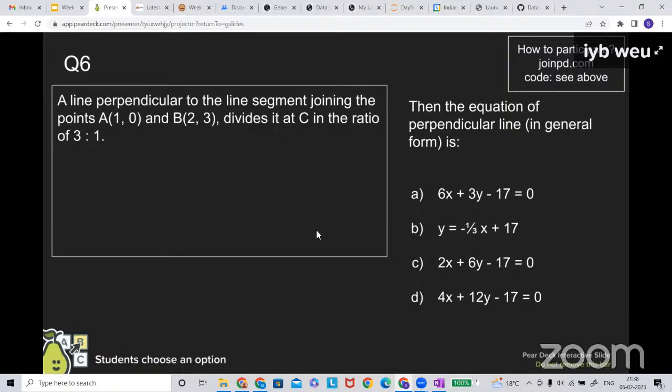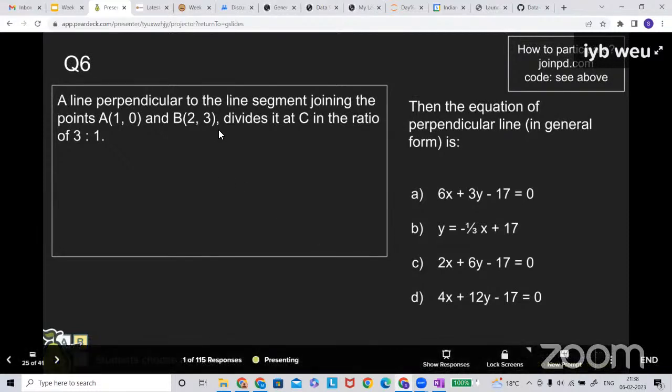We have a question: a line perpendicular to the line segment joining the points A(1,0) and B(2,3) divides it at C in the ratio of 3:1. Then the equation of the perpendicular line, in the general form, is asked. This information is given, and you have to find the equation of the perpendicular line.